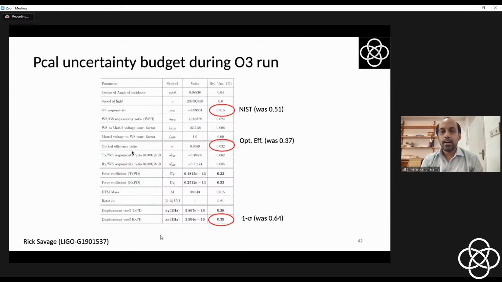So these are the uncertainties currently in this process. The total uncertainty is about 0.4% based on the photon calibrator. In the past trend it was 0.64, and now it has become 0.39.